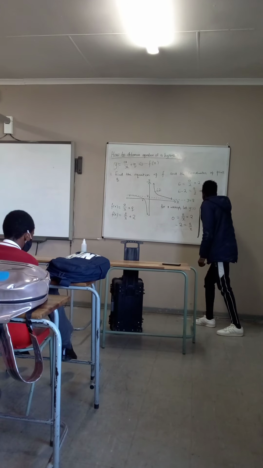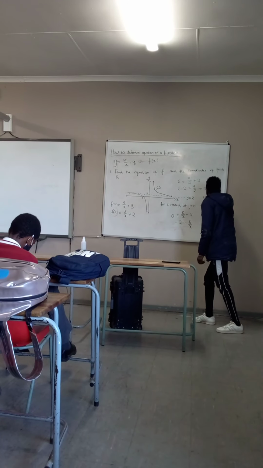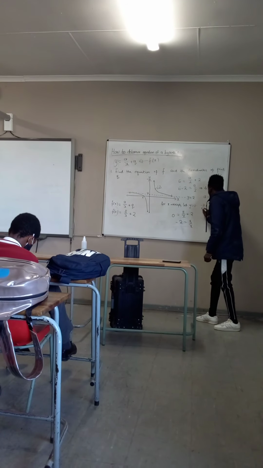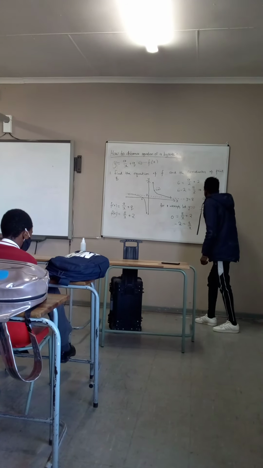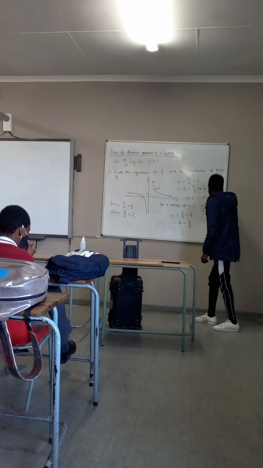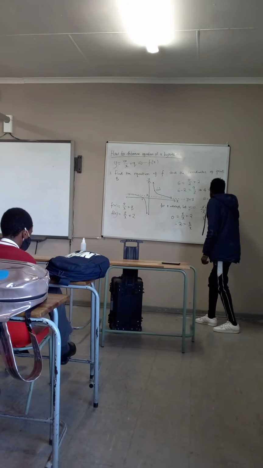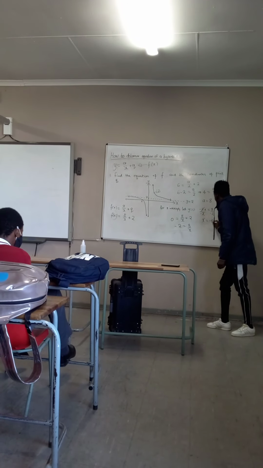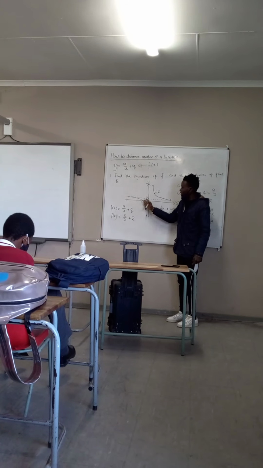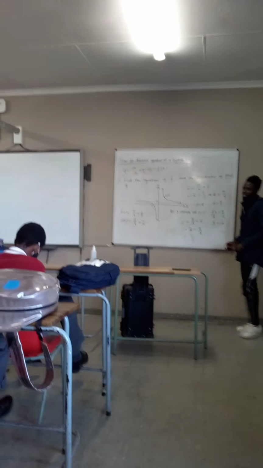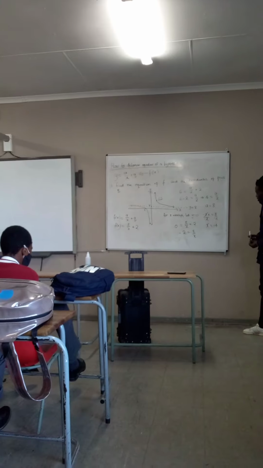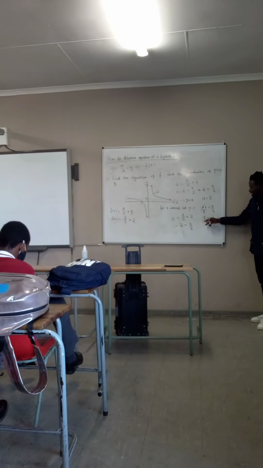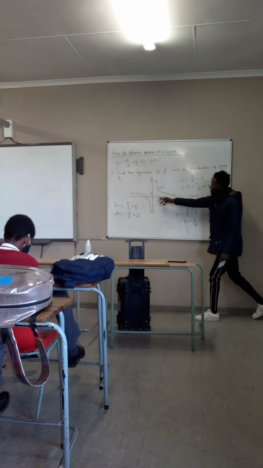I will have negative 2x equals 8. What do I do? I divide by negative 2. And dividing by negative 2, what do I have? Negative 4. Is this B at the negative side or at the positive side? Negative side. That means it's correct. And then my x coordinate for B is negative 4.